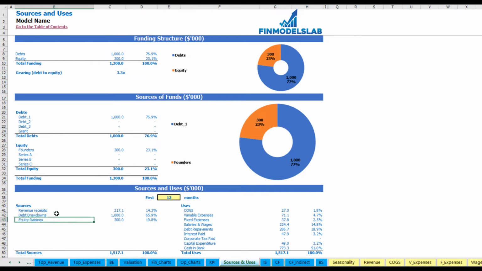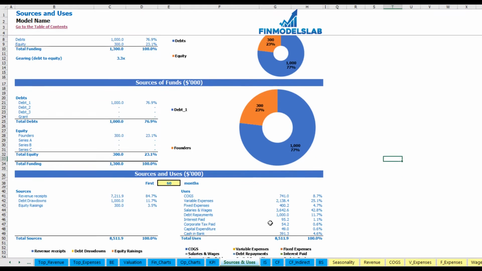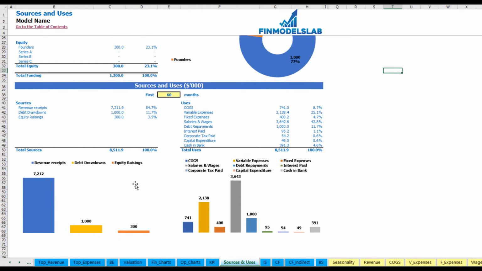receipts, debts, and equity, and uses broken down by COGS, variable expenses, fixed expenses, salaries, debt repayments, interest repayments, corporate tax paid, capital expenditure, and finally the cash in bank. Also, you may change the amount of months, which is 1 year, 2, 3, 4, and 5 years. So for example, for year 5, you may take a look at the sources and the uses. And below on the chart, you may see this report in graphical form, which is easier to review.